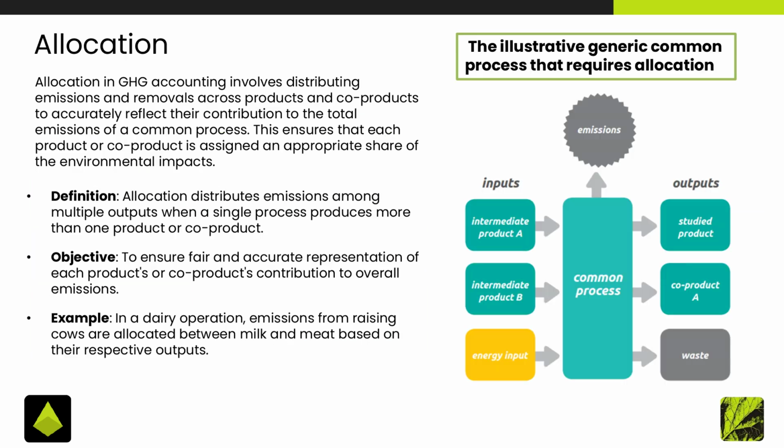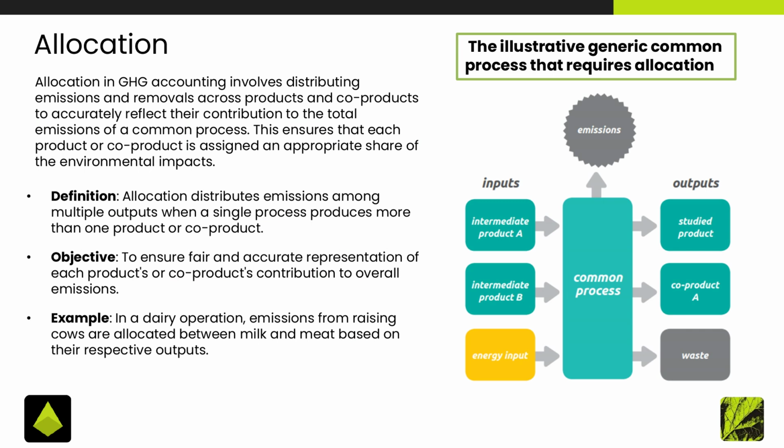Let's delve into allocation in greenhouse gas accounting. Allocation divides emissions among products or processes to ensure each one fairly represents the total emissions. For example, in dairy operations, emissions from raising cows are shared between milk and meat based on their outputs. The objective is to accurately represent each product's contribution to emissions.